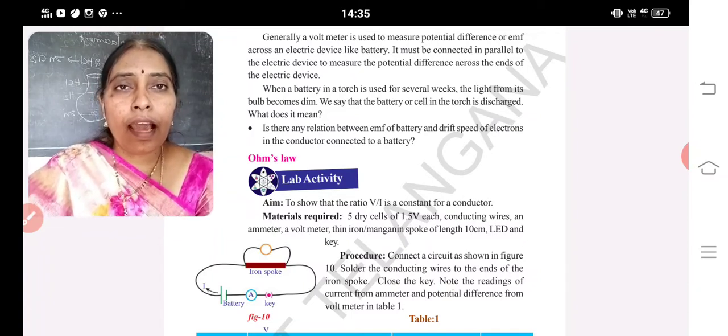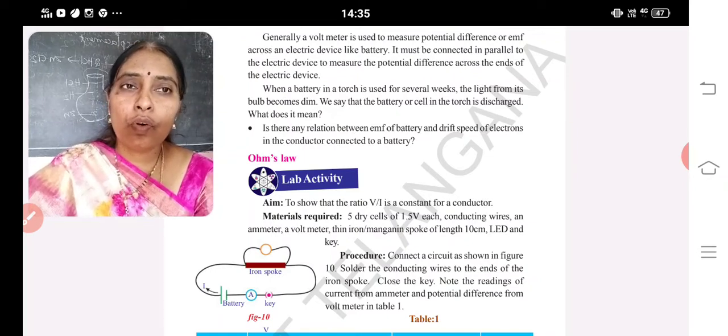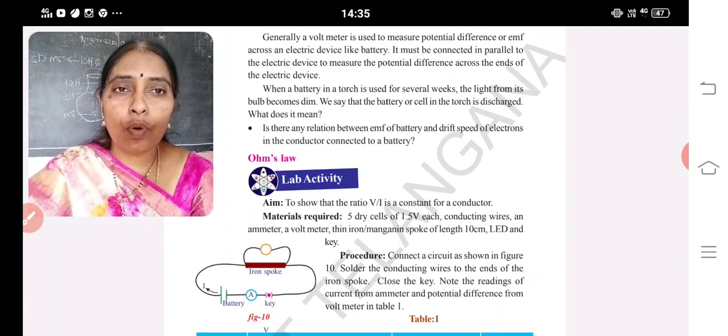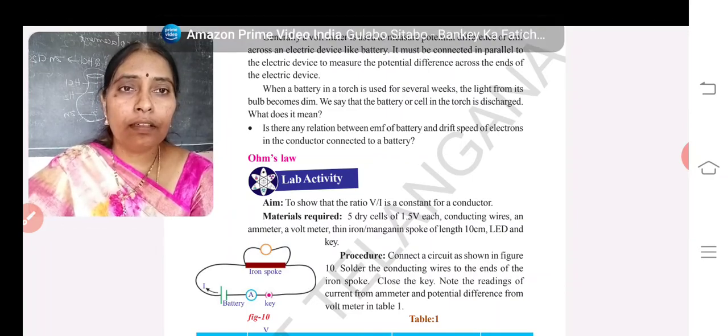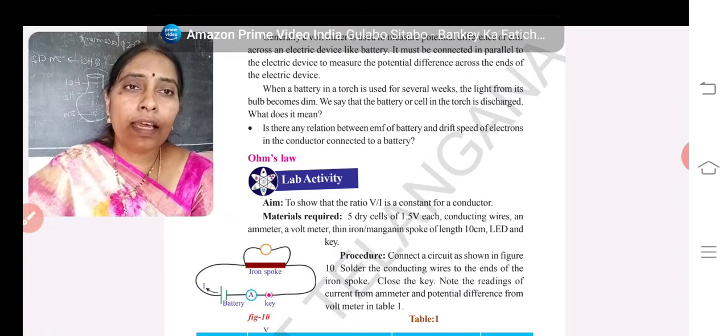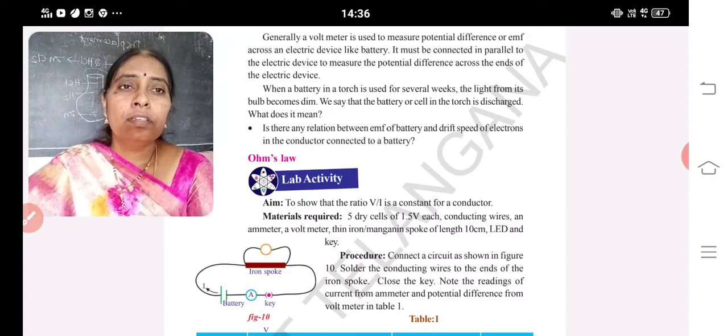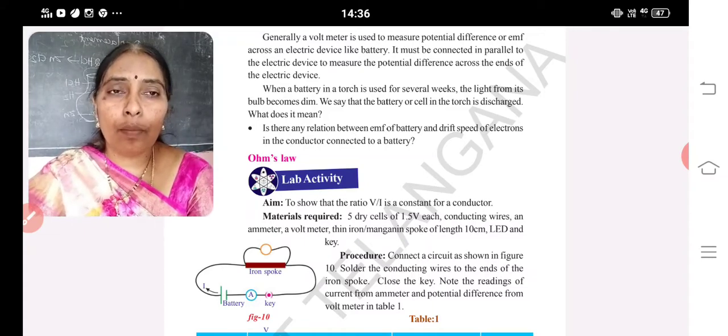Okay. Lab activity: to show that the ratio of V by I is a constant for a conductor. What is your aim? The V by I ratio should be a constant. What is V? Potential difference. What is I? Current. What are the materials required? You can see figure 10: copper wires, iron spoke, battery, ammeter, tap key, as well as a bulb. 1.5 V each. How many dry cells are needed? 5 dry cells. These are your materials.